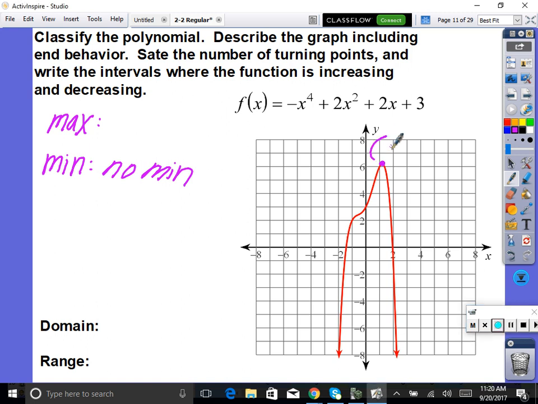Do like 1 decimal, please. Okay. Yeah, that's right. 1.2, comma, 6.2. Is that what everybody got, roughly?